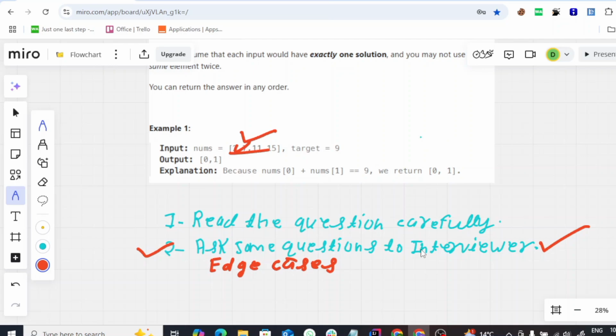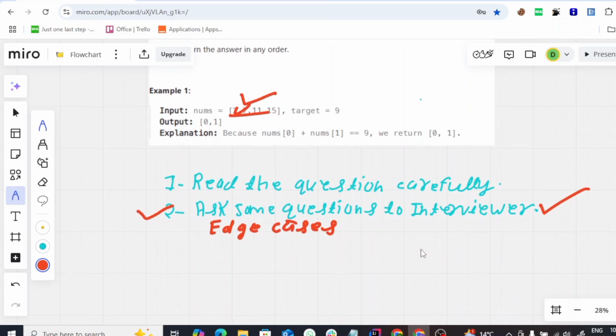This shows that you are a great problem solver and that you are thinking about all the edge cases that can occur in the product. This is very important, so you have to note all these things in your notes if you are preparing for tech interviews. So guys, this is the first step, this is the second step. I hope these two steps are clear.